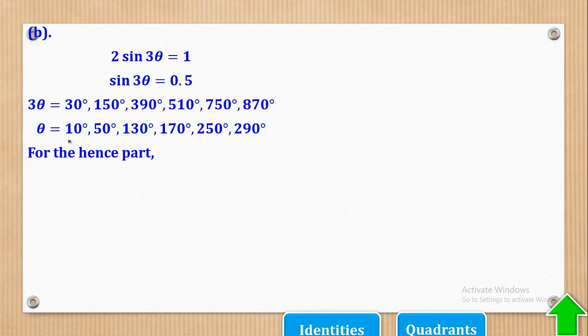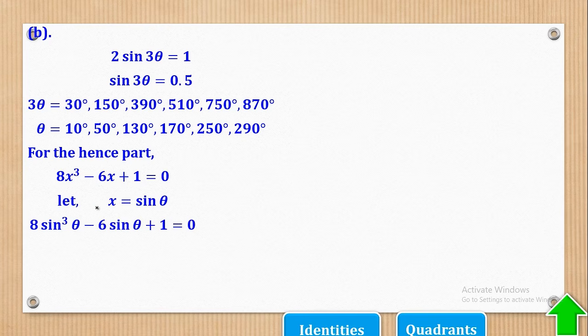So that was part A. That was part B. Now for the hence part. Hence part, they want you to solve this. Now when I compare, so you have to compare. So if I let x be sine that, you imply that this is that, and that gives you this.